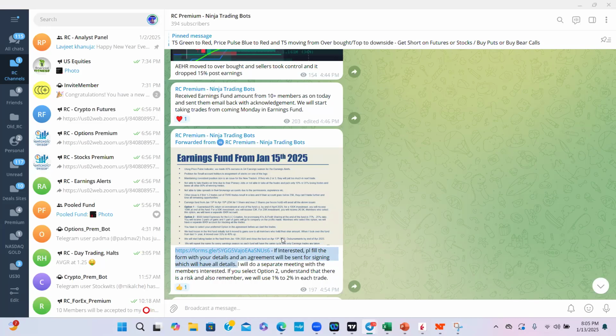Yeah, 6% is the maximum. You don't have any risk, right? So you have a down market protection, or you have 0% risk. So you can fill that form, either you are interested in the SPX fund or the earnings fund.